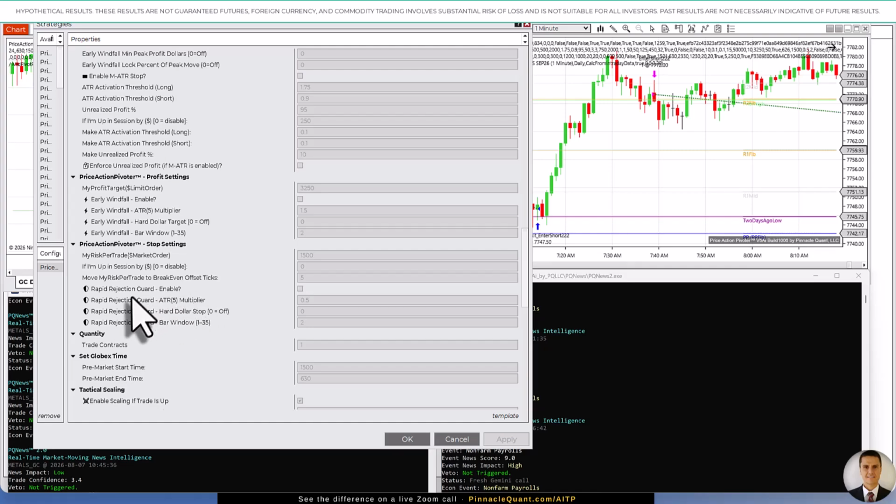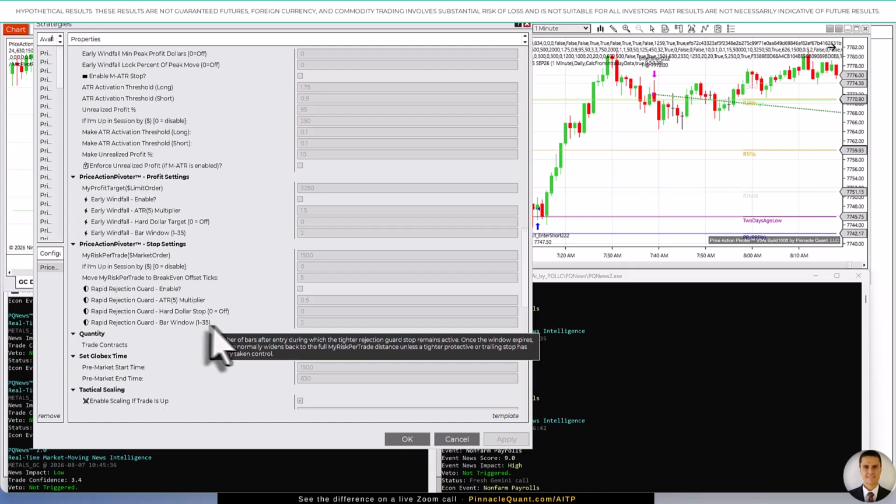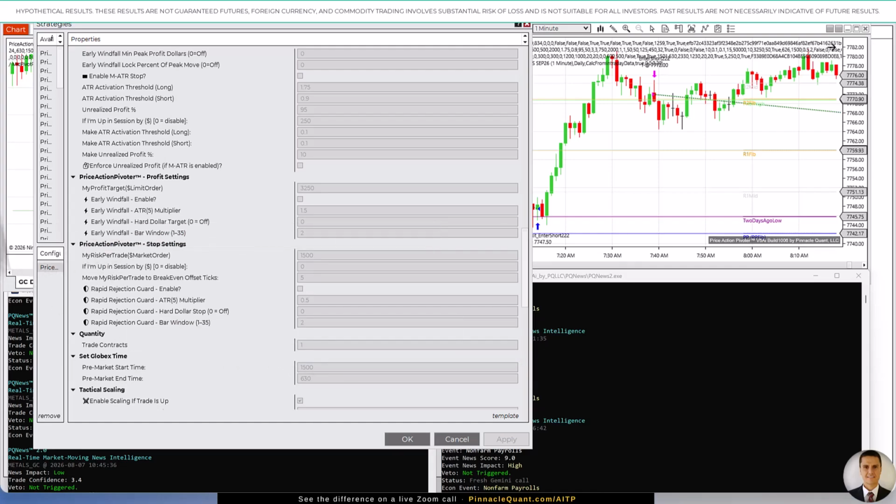So you can say, for example, if you enable the rapid rejection guard, you could do it via ATR, which is measured off the ATR 5, or you can do it off of a hard dollar amount. So you can put in, for example, let's say $300. If it goes against your trade within, I have 1 to 35 bars, but let's say you had it at 2 bars or 3 bars or 5 bars, whatever number you have. If you have a rapid rejection loss of, let's say, $400, let's just pick another number, within 4 bars, or $400 within 2 bars, then it's going to essentially stop you out of $400 as opposed to $1,500.